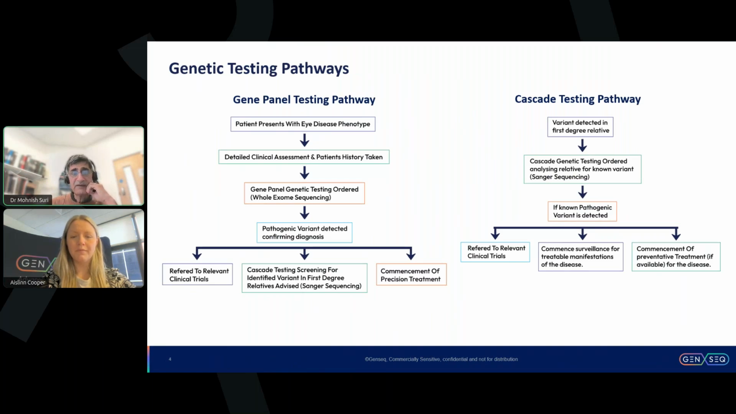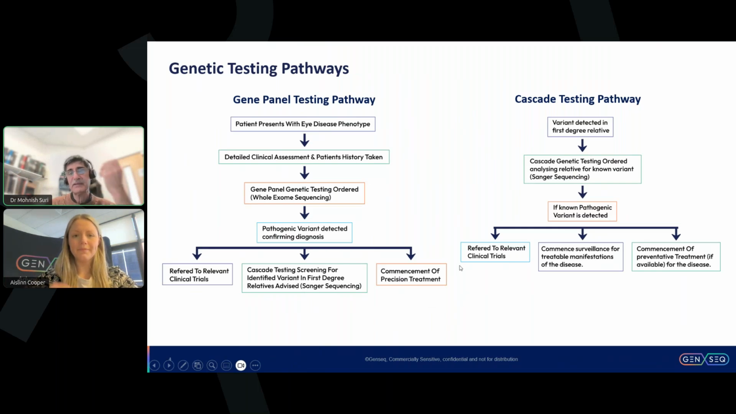If you have been able to identify a pathogenic variant, then you can obviously work out the inheritance pattern of that eye condition. You can then refer at-risk family members for cascade screening. You can talk about the possibility of a recurrence of that condition and the tests that you can offer during a pregnancy. You can refer the patient to relevant clinical trials, including gene therapy trials. And you can also start any precision treatment that you might do.